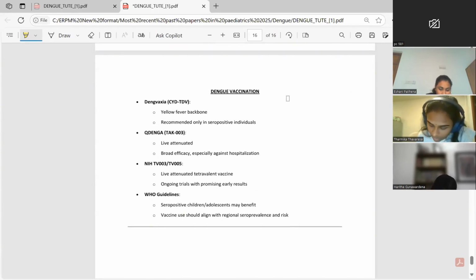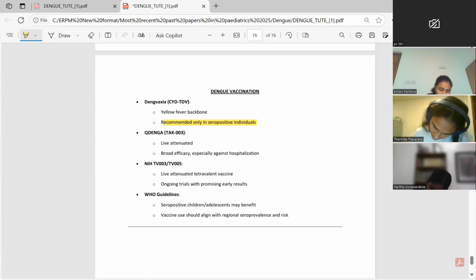Then a couple of things about the dengue vaccine. A couple of vaccines are there, and they have been tested in the past. The dengue vaccine is one of the commonest. It is only recommended for seropositive individuals, those who have had dengue previously. It is given only to seropositive individuals.